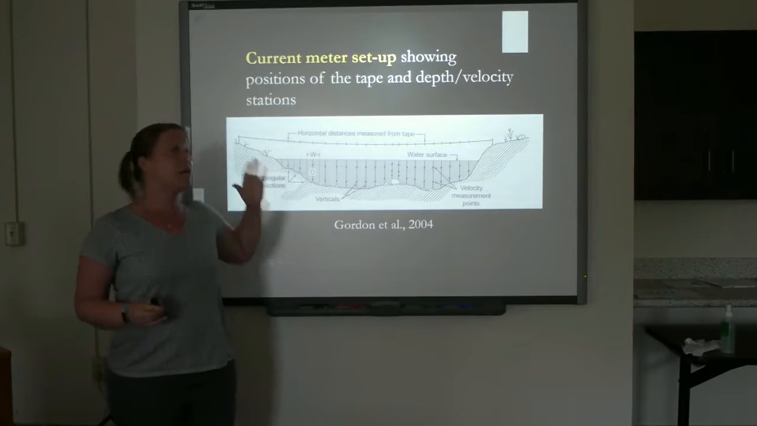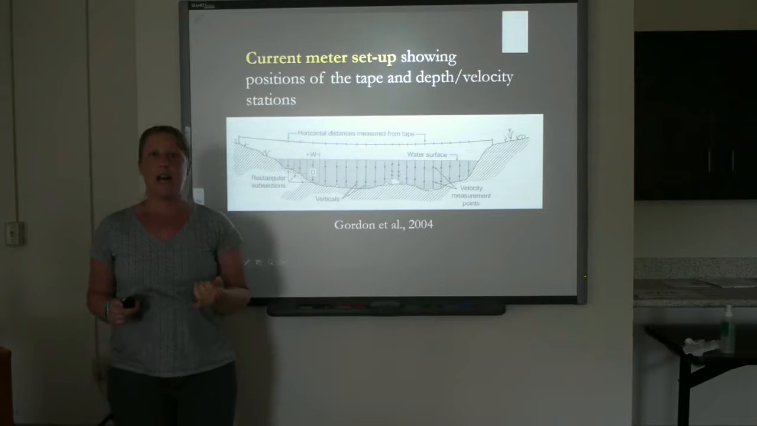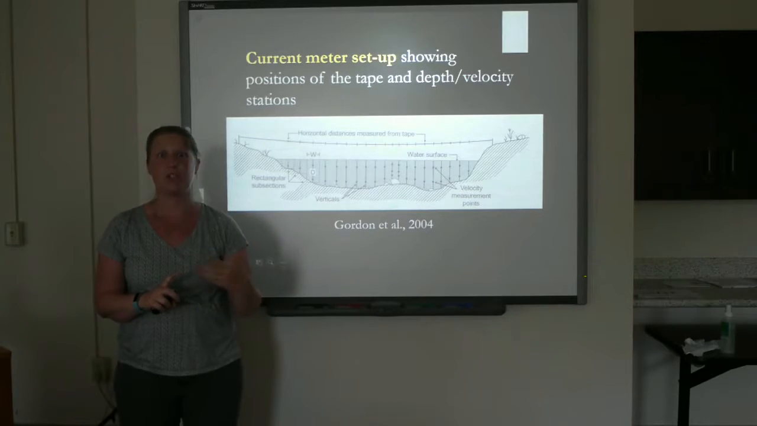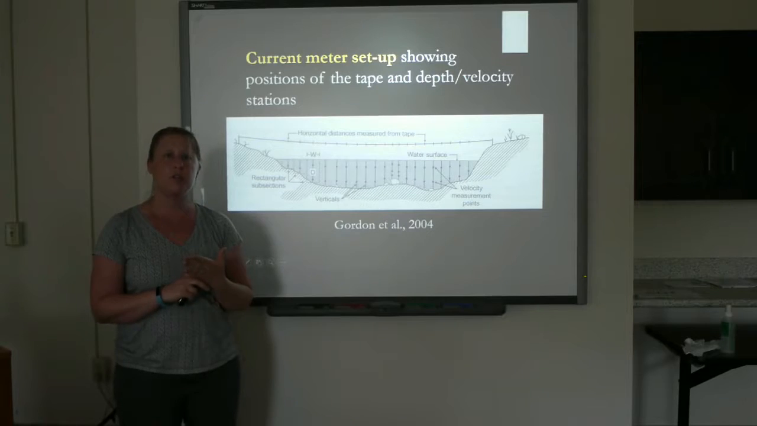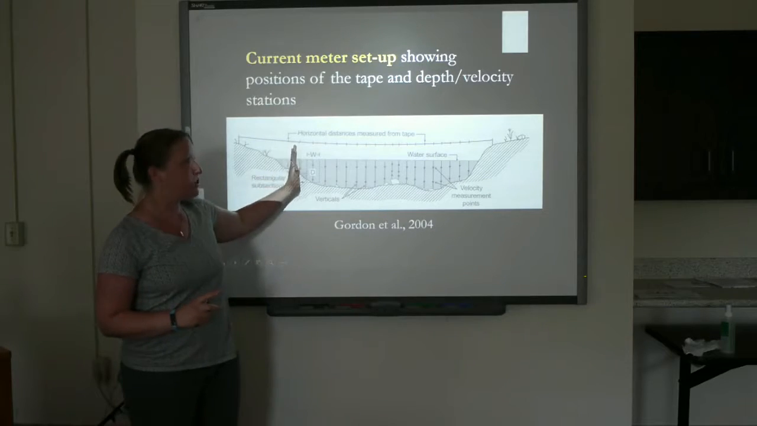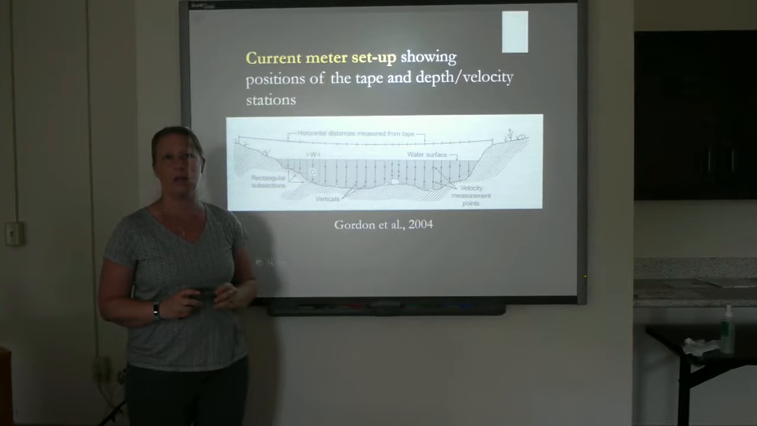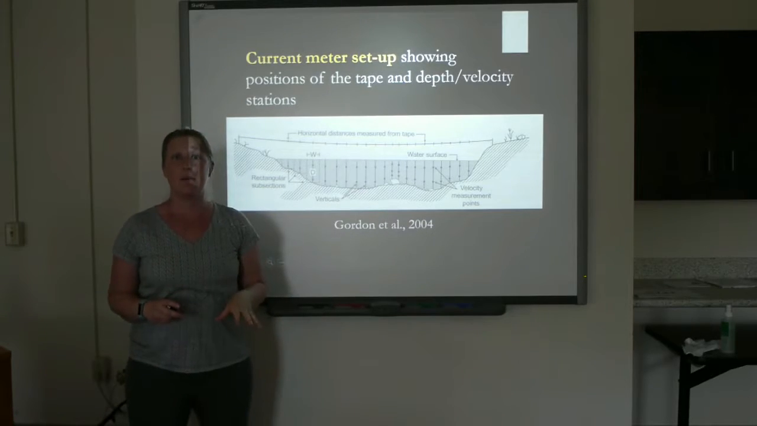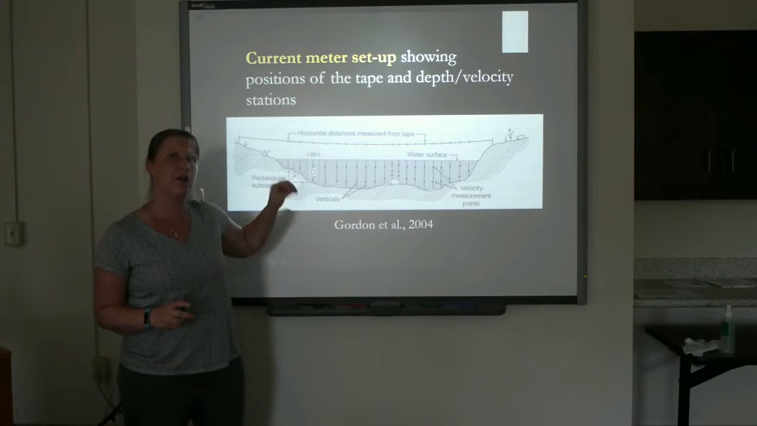So when we're done with one station, what we should have is the distance along the tape, the depth of water, and the number of revolutions and the amount of time that those revolutions took. So we should write down those 4 measurements for each station along our measurement. We will talk later in class about how to calculate a flow rate from that data.